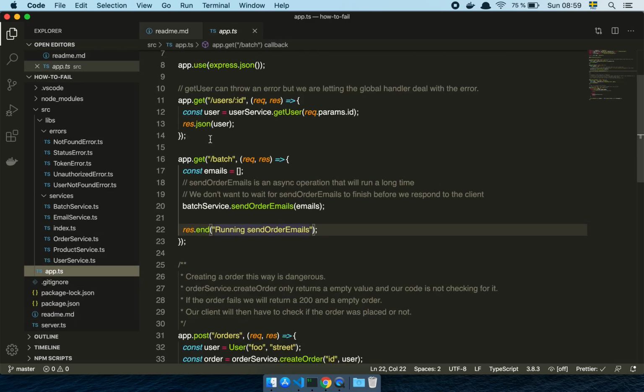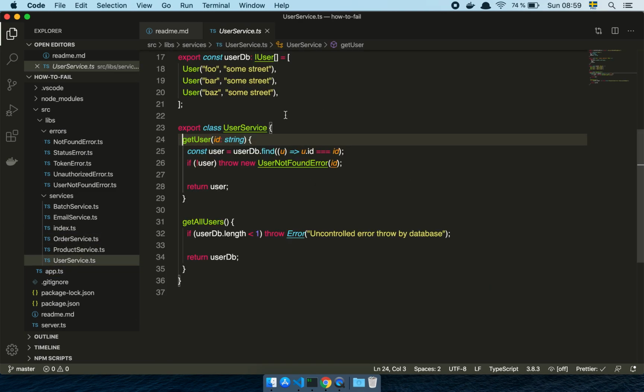So here I have a users endpoint, and here I'm going to get a user. This is going to deal with global error handling. If we go into the user service, I have a bunch of users here, and I'm just going to go through and try to find them. And if I don't find the user, I'm just going to throw an error. It's called UserNotFoundError.